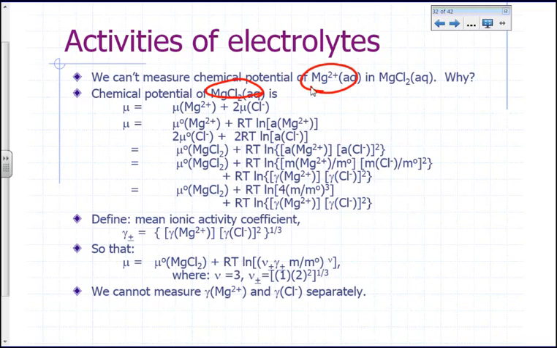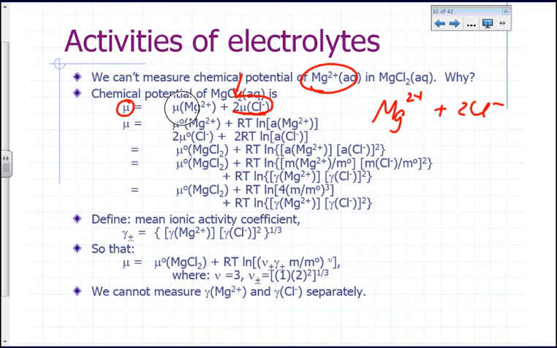Okay, for an ionic compound in aqueous solution, we define its chemical potential as the chemical potential of the cation plus the chemical potential of the anion, each one multiplied by a stoichiometric factor that depends on what the formula of the compound is. So magnesium chloride gives you magnesium ions and 2 chloride ions in solution. So the chemical potential of magnesium chloride would be whatever the chemical potential of magnesium ion is, which we cannot measure, plus 2 times the chemical potential of chloride, which we also can't measure, but we can define a chemical potential for the sum of those two.